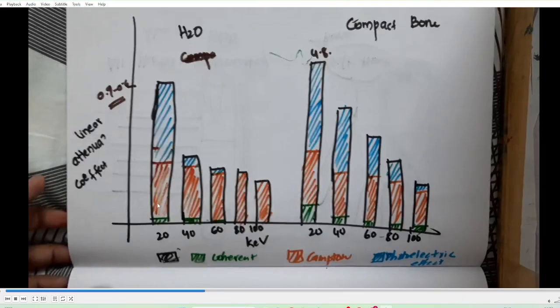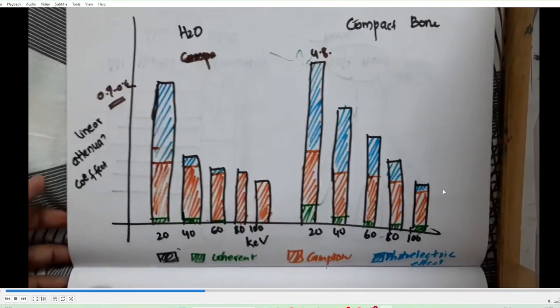At lower photon energies of 20 kilo electron volts, most of the difference in X-ray attenuation between bone and soft tissue results from the difference in the photoelectric reactions. Bone contains calcium, which has a relatively higher atomic number than soft tissue. So the photoelectric effect will predominate in bone when compared to soft tissue.